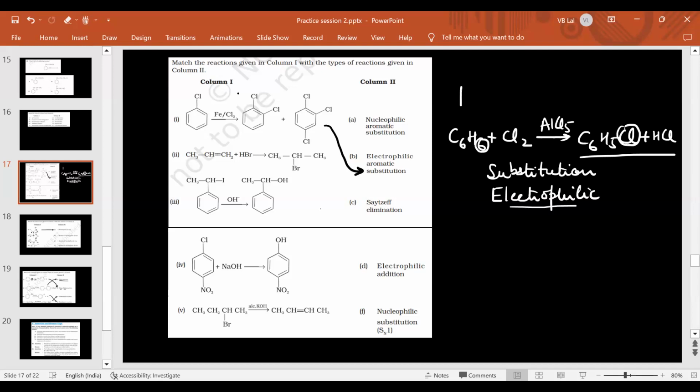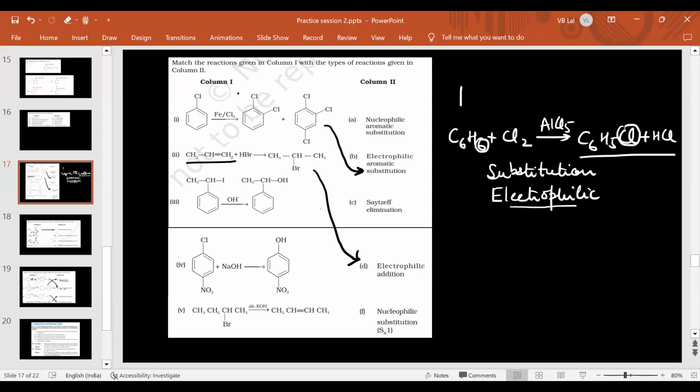Then the second one here, you can see clearly H and Br are being added on propene, right? So what type of reaction is it? It has to be an addition reaction, right? Here also there is a double bond, so the electrophile is attracted to it first. So this becomes an addition, but it is an electrophilic addition. It's an electrophilic addition reaction.